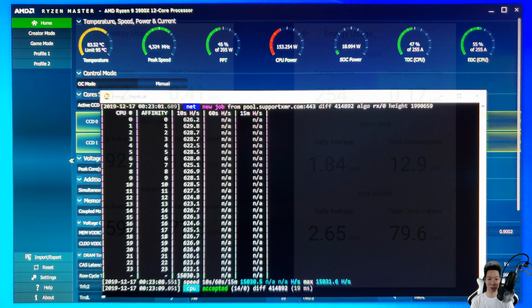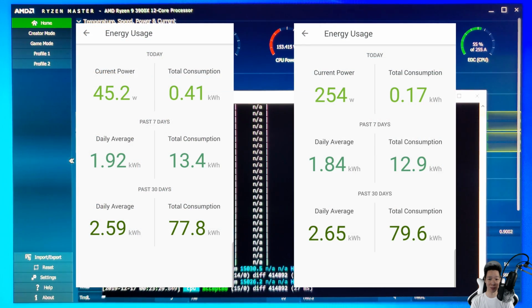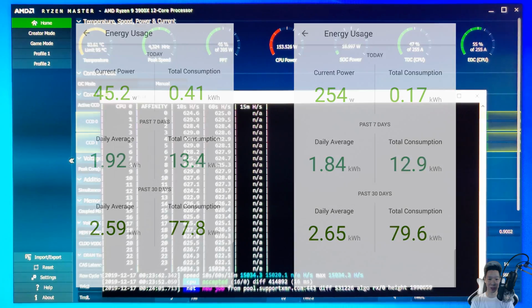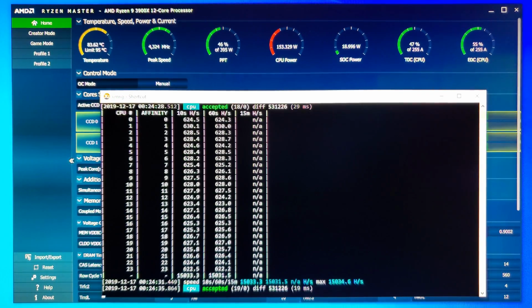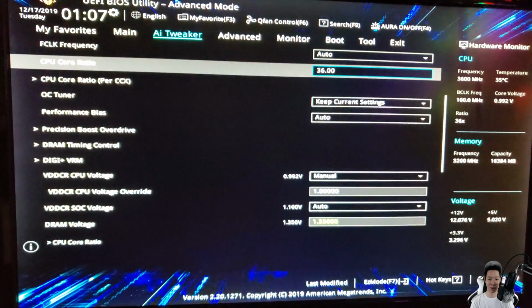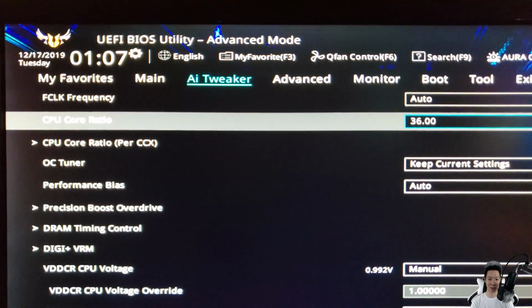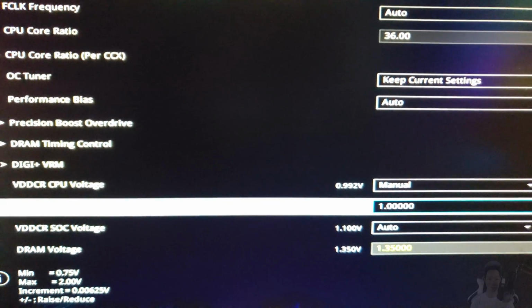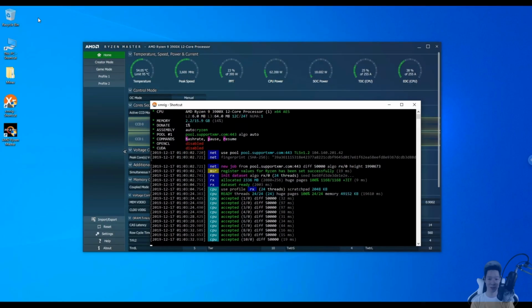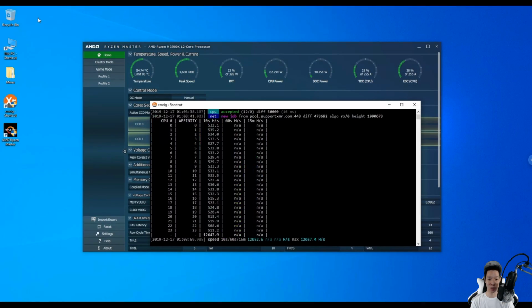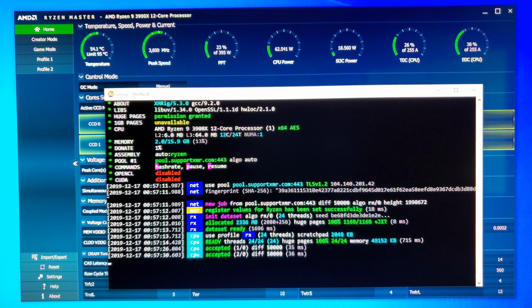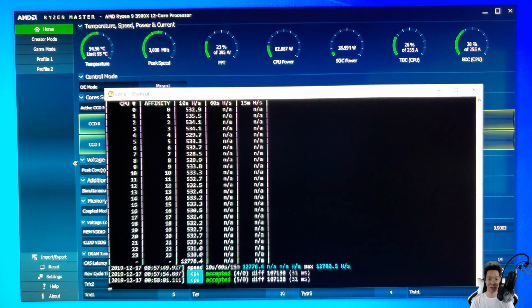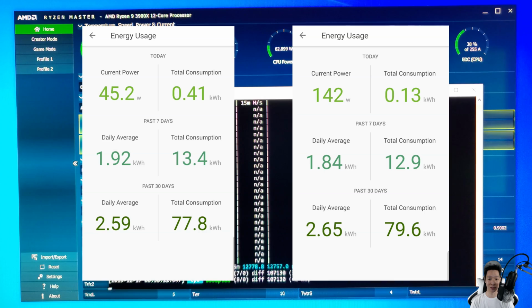Now for the power, the rig was pulling around 254 watts, so the CPU itself was only pulling around 209 watts. Now if you did want to check out the best power saver settings I tested, in the BIOS I set the CPU clock speed at 3600 MHz and set the voltage at 1.0. So back into Windows and running the miner, I was now averaging around 12,780 hashes. So let's check this out. And for the power, the rig is now pulling around 142 watts. So the CPU itself is only pulling around 97 watts.